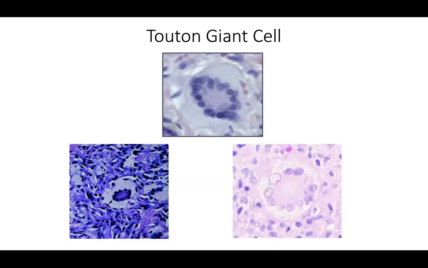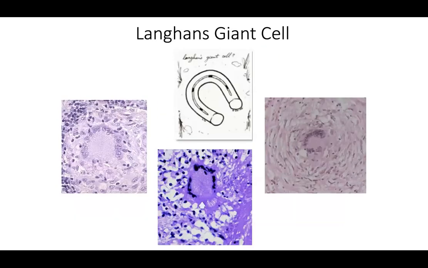Here's a picture of a Touton giant cell. You see this nice circular collarette of nuclei fused together. You'll see these in classic examples of juvenile xanthogranuloma. Langhans giant cell, you can see more of a horseshoe pattern. Now, I will say a caveat to trying to classify these giant cells is that depending on the cut orientation, you may not see the exact pattern. So you really have to look around and get a sense of the average pattern that you're seeing within the giant cells.